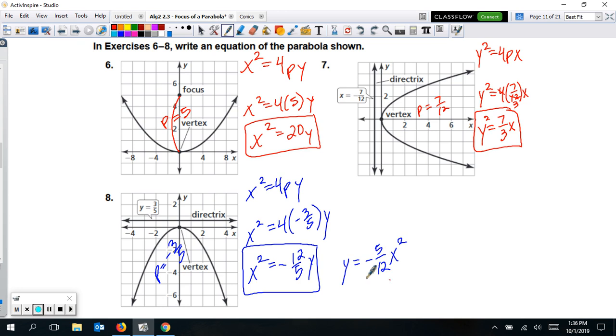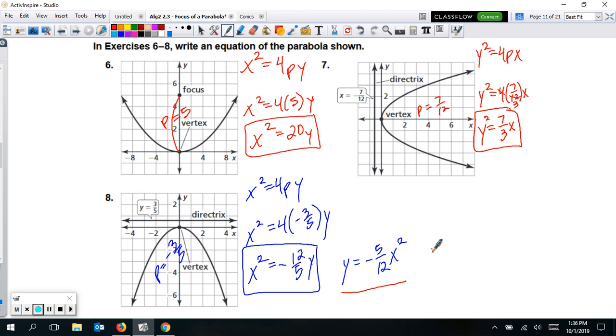Now I wrote it in the other form. If they, for some reason, wanted it where it's got y equals, well, then we would just have to basically multiply both sides by the reciprocal of this fraction. You flip the fraction upside down. That would be multiplying by 5/12. So here's the other way you can write it. You can write it also like this right here. Y is equal to negative 5/12 x squared.